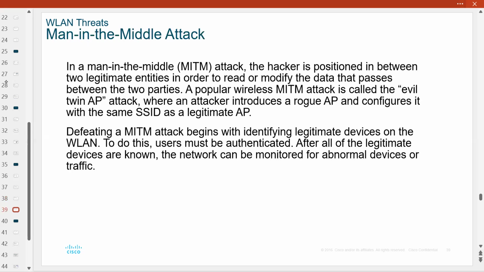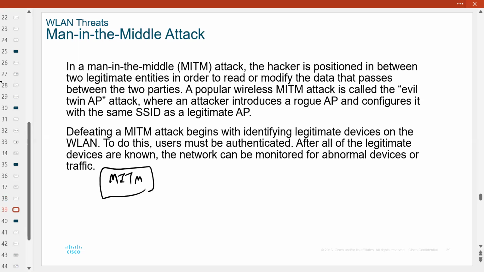I'll explain a rogue access point with this man-in-the-middle attack, where a hacker is positioned between two legitimate entities in order to read or modify data that passes between the two parties. The popular wireless MITM attack is the twin AP, where the attacker introduces a rogue AP and configures it with the same SSID as a legitimate AP. Defeating the MITM begins with identifying the legitimate devices on the wireless LAN, and to do this, there is need for authentication. Right.